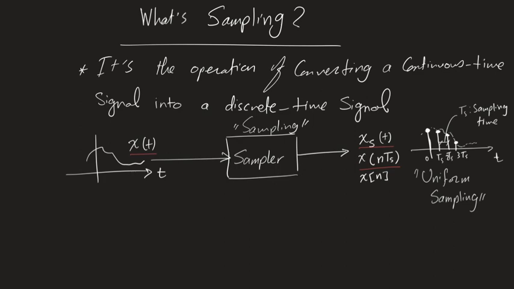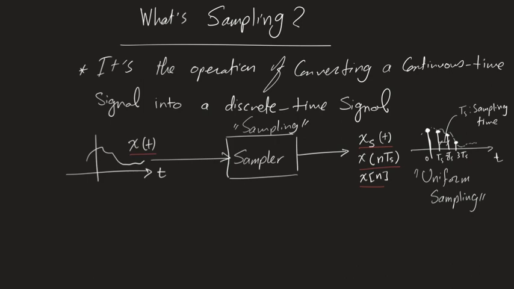Or if we want to put it in the final discrete format, we just say x of n, and we understand that n goes 1, 2, 3, 4, 5. And between each one of those and the next one, it's Ts. So we know that 1 corresponds to Ts, 2 corresponds to 2Ts, 3 corresponds to 3Ts, and so on. So these are three different ways to represent exactly the same thing, which is the sampled signal, or the discretized signal. That is the operation itself.